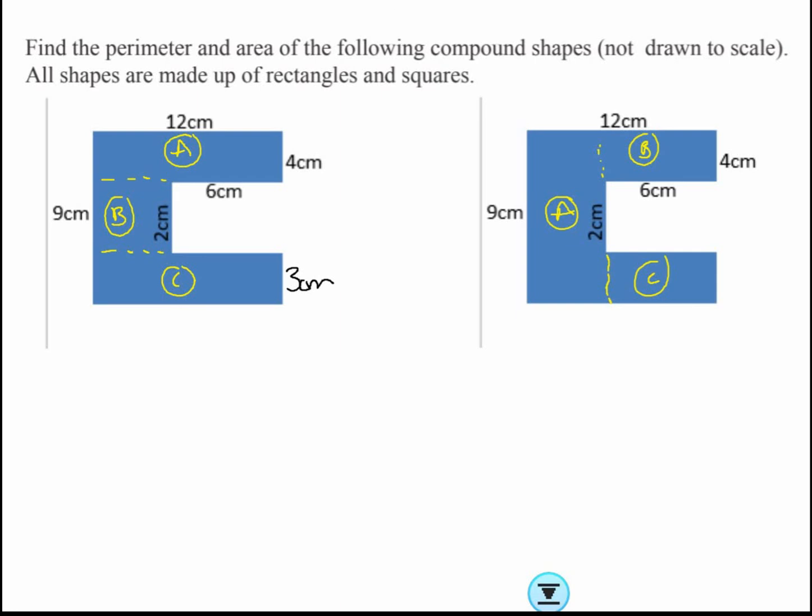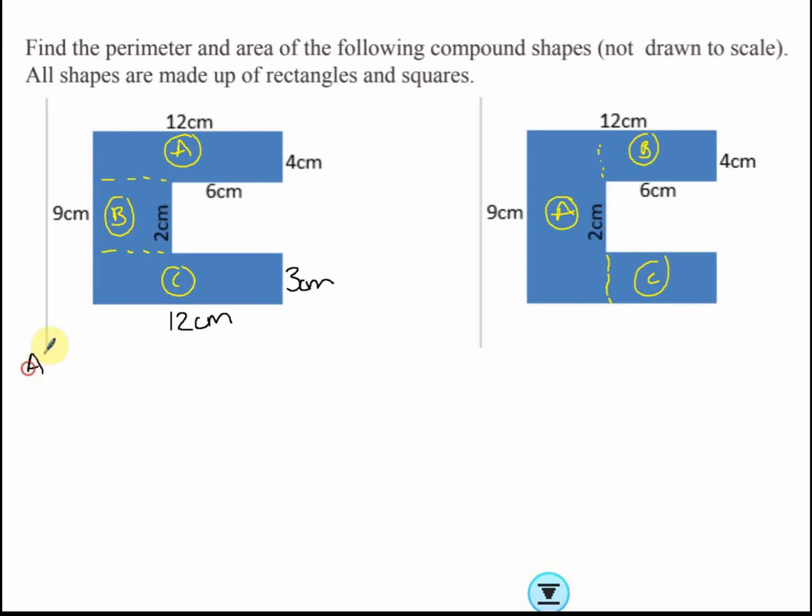But this is 12. There's no other information to make me doubt that's not 12 because they haven't given me, for example, this bit here, so I have to assume that they are the same. So yeah, don't make the assumption that these are the same.